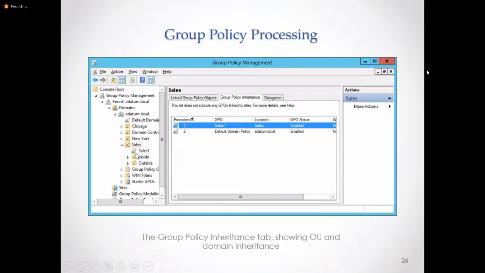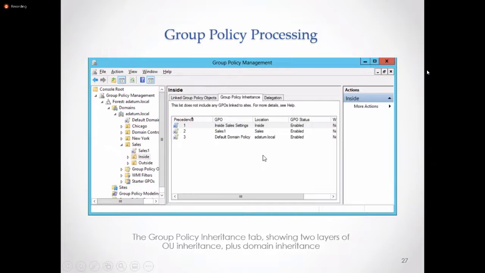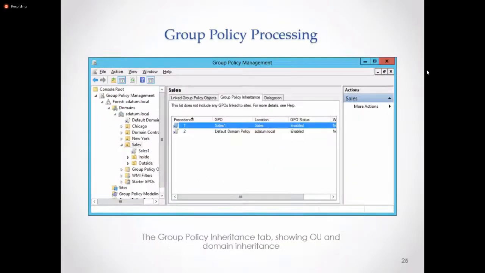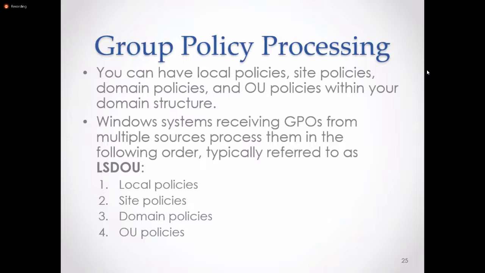So if you want to apply this sales GPO to a different OU which is not a child, then you can link this GPO to one of the other OUs, right? Then we call that an OU policy. So you can understand the structure, right? You have domain policies which apply to the whole domain. Then you have OU policies which apply to separate OUs.